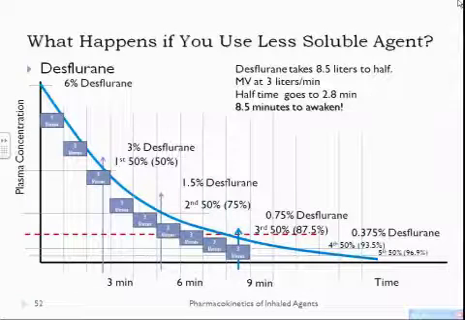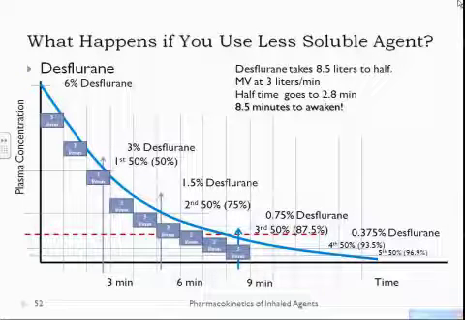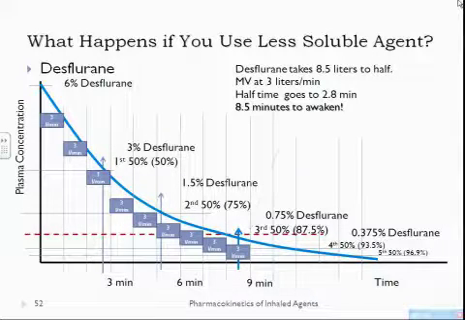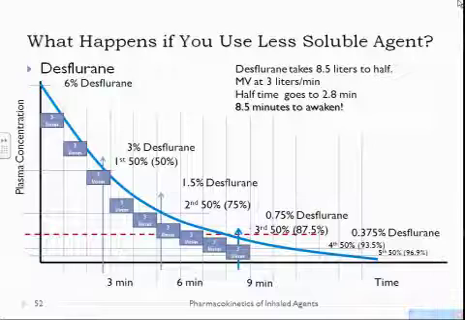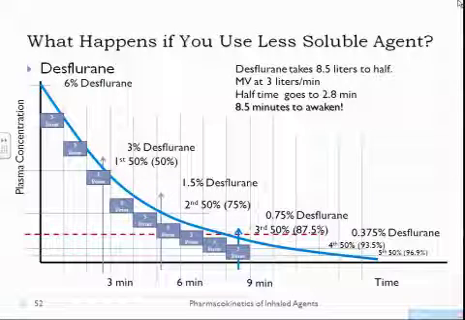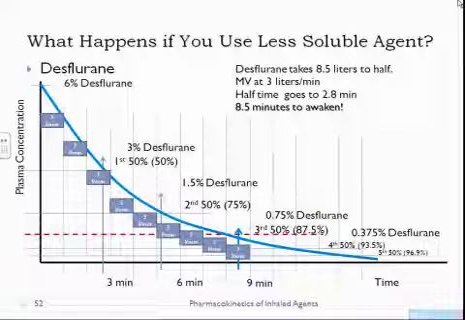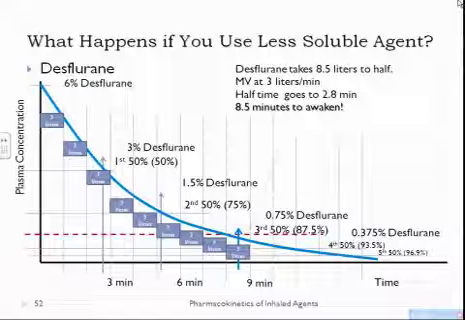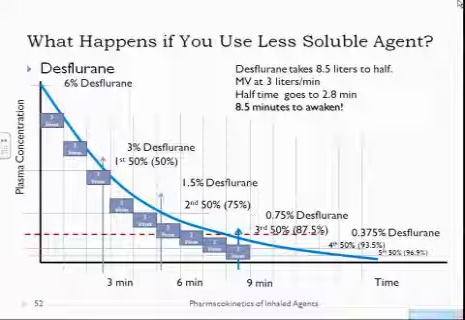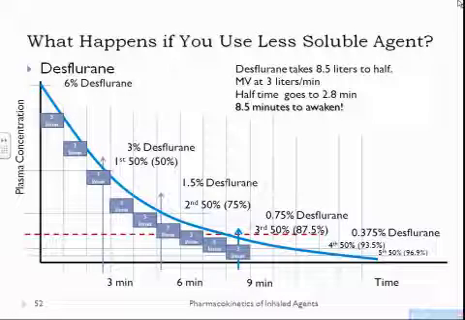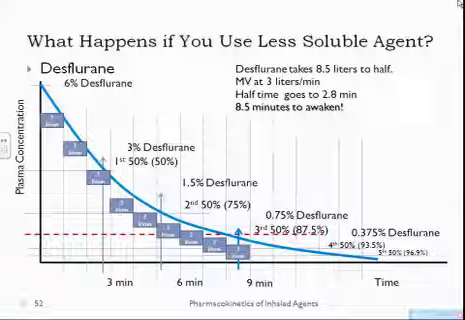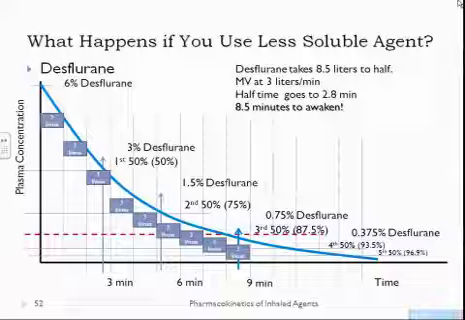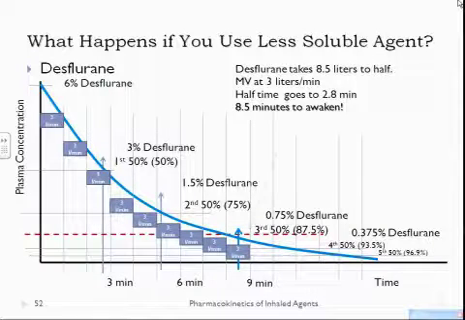Now, if you use a less soluble agent like desflurane, I'm almost done. I just want to get this finished so we can go on to the next subject. If you give the less soluble agents, then of course it goes more rapidly. Okay, it takes less time. If you look at this agent, when you stop desflurane, it's 6% at MAC and 50% at 3 liters per minute. But it's 8.5 minutes to really get there instead of 9. So you have to take into consideration the agent that you're using. So these people will wake up in around 8.5 minutes, which is pretty good.